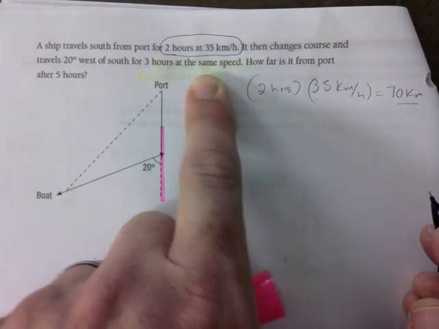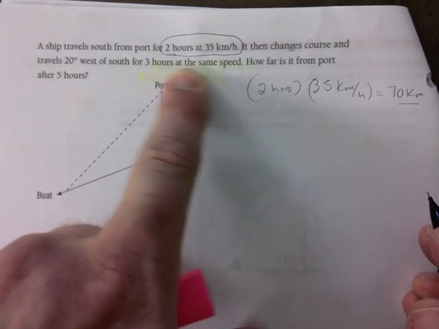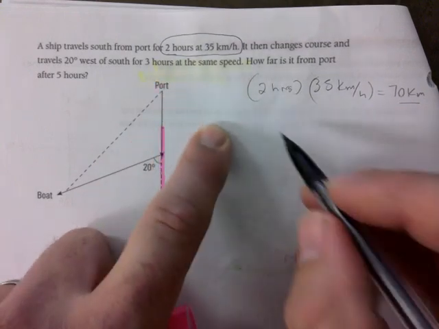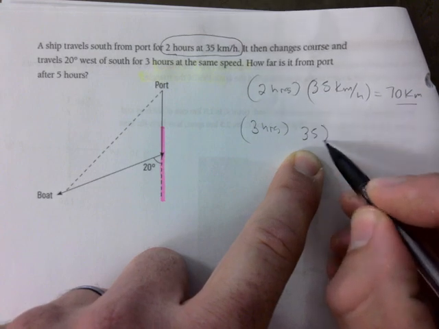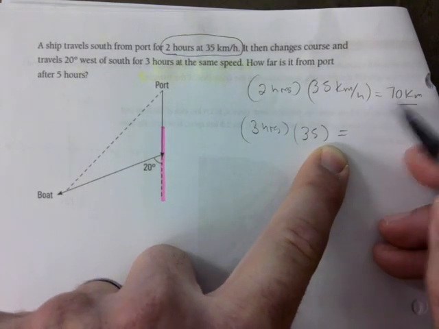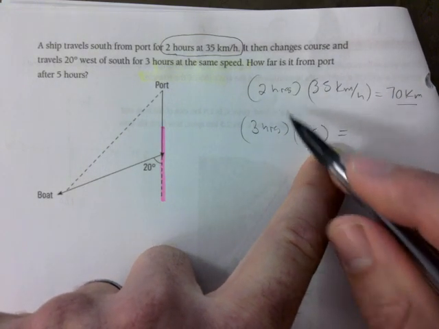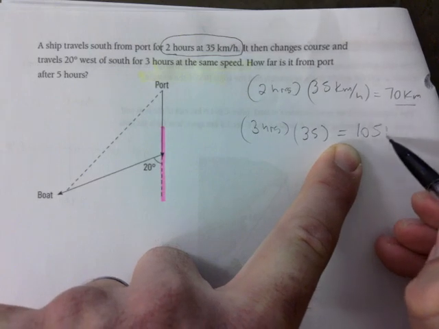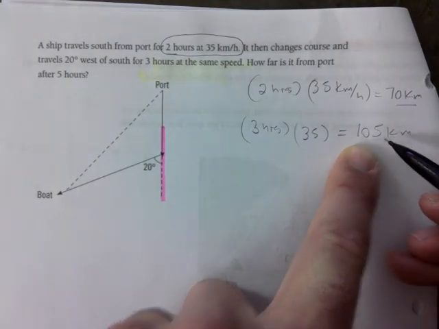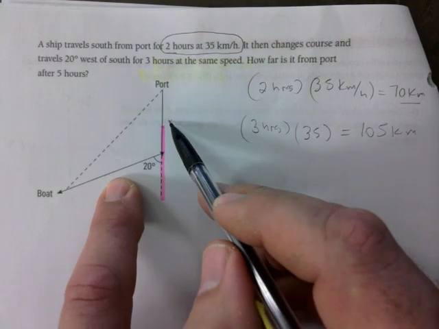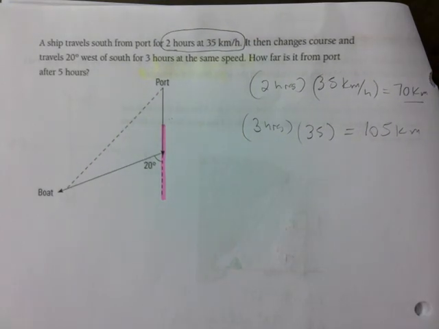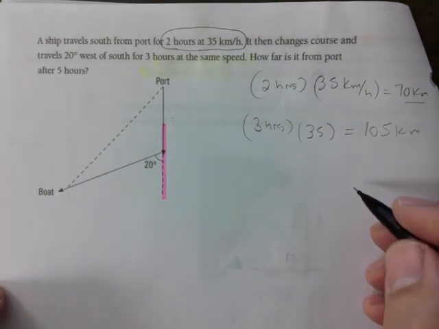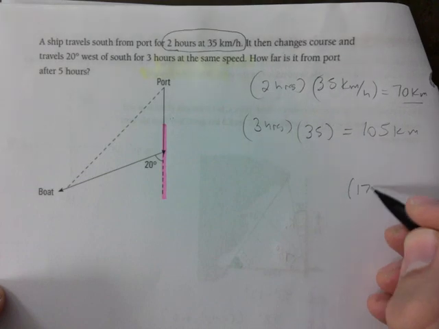Okay, and then you have 3 hours at the same speed. So you continue 3 hours. You go 3 hours times 35, and what's that? Another 35, right? Because it's 3 hours, so that'd be 105 kilometers. Put those numbers in for your side lengths here, and then try to solve this, and I'll give you the answer. The answer is supposed to be 172.45.